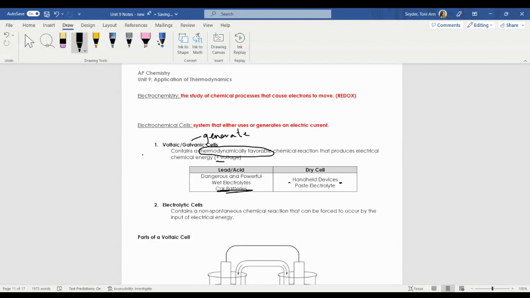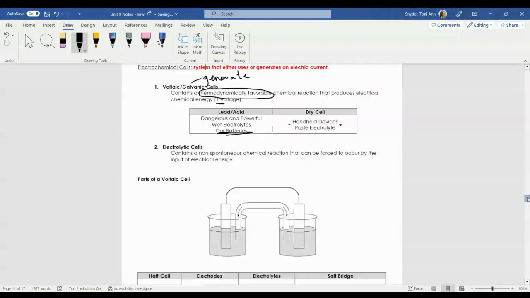On the other hand, we also have electrolytic cells. An electrolytic cell is non-spontaneous, or rather, I'm going to write thermodynamically unfavorable. So these reactions are not going to occur unless you input energy. These are thermodynamically unfavorable or non-spontaneous reactions that can be forced to occur by the input of electrical energy. The best example I can think of, and I want to show this to you in class, is the electrolysis of water.